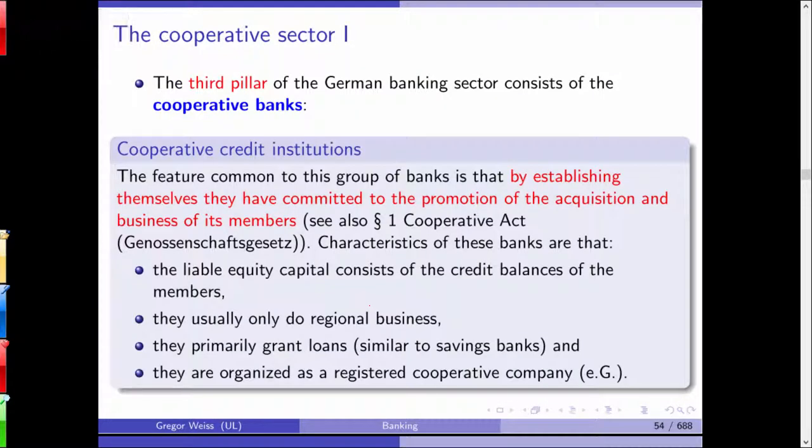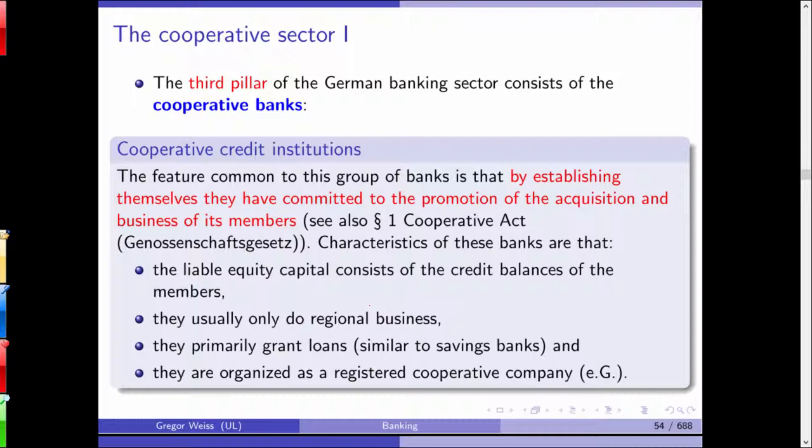Now, last but not least, we have the third pillar, cooperative banks. The common feature to this group is that by establishing themselves, they have committed to the promotion of the acquisition and business of its members. This is stated in paragraph one of the German Cooperative Act, Genossenschaftsgesetz.